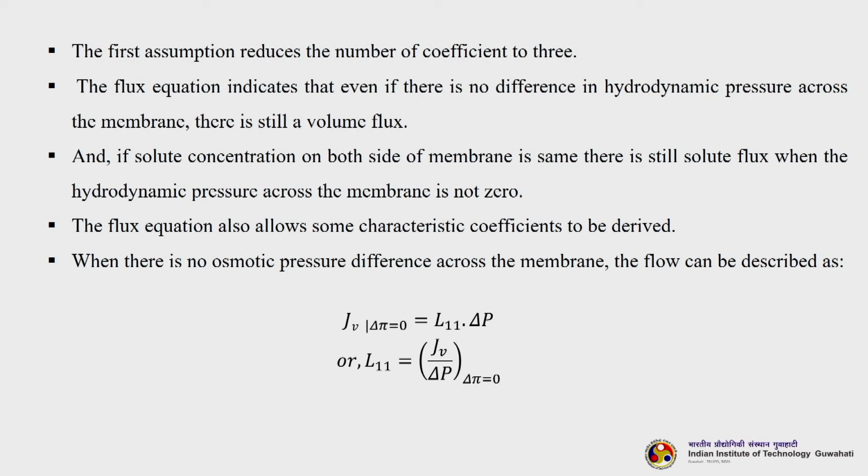The flux equation also allows some characteristic coefficients to be derived when there is no osmotic pressure difference across the membrane. When there is no osmotic pressure difference, delta pi becomes 0. So, the total volume flux when delta pi equals 0 is L11 delta P, or we can write L11 equals Jv by delta P when delta pi is 0.